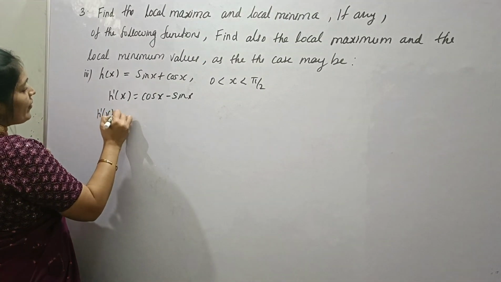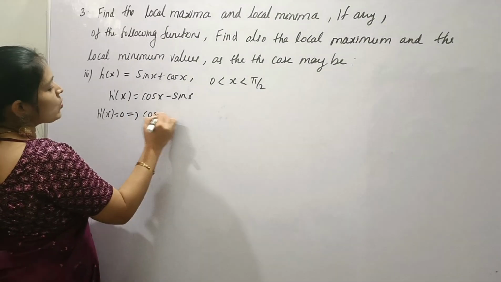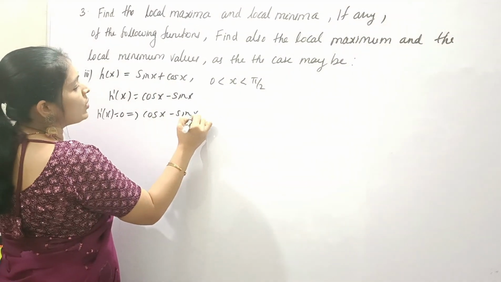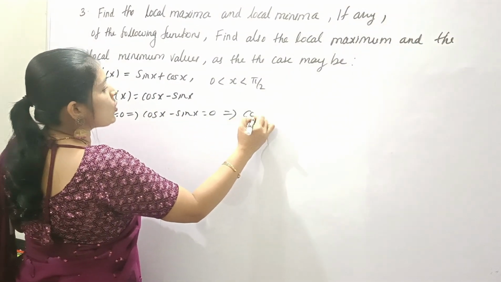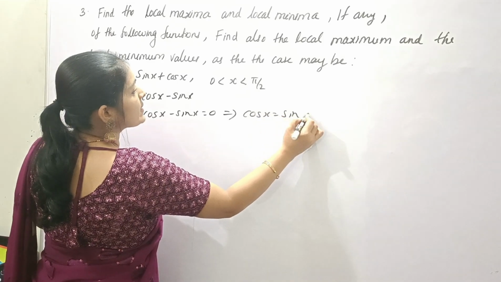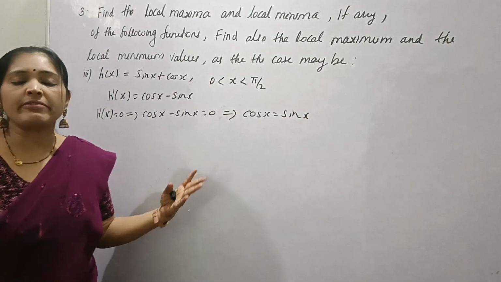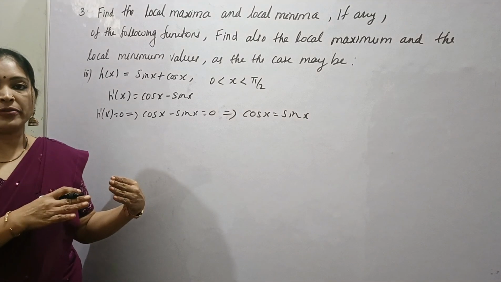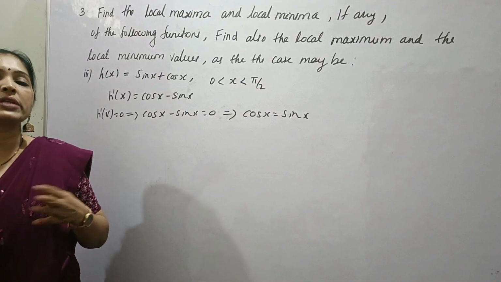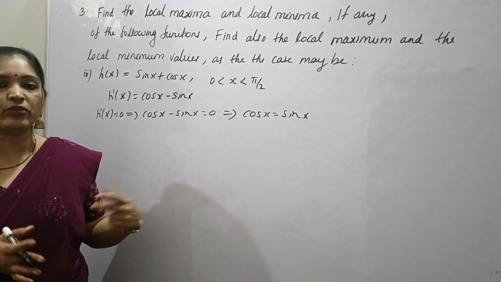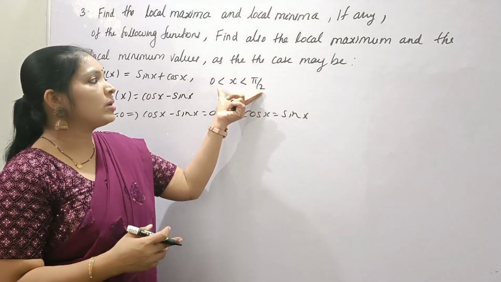Then h dash of x is equal to 0 implies cos x minus sin x is equal to 0. That implies cos x is equal to sin x. Okay. So if cos x is equal to sin x, then what is the value of x? We know that cos pi by 4 is 1 by root 2, sin pi by 4 is also 1 by root 2. Therefore x is equal to pi by 4.